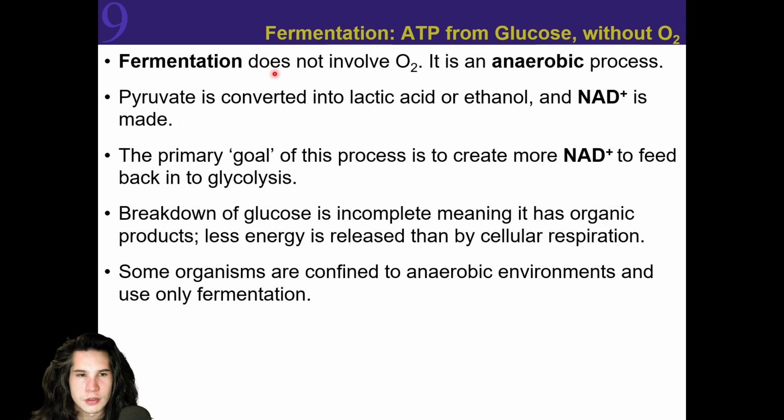In the process of fermentation, you're going to convert pyruvate into either lactic acid or ethanol, depending on the species. So if you take a mammal, most mammals are going to produce lactic acid through their fermentation, whereas if you're talking about yeast, yeast will create ethanol in their process of fermentation.